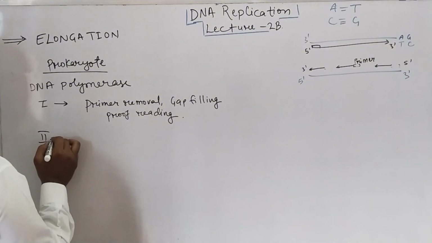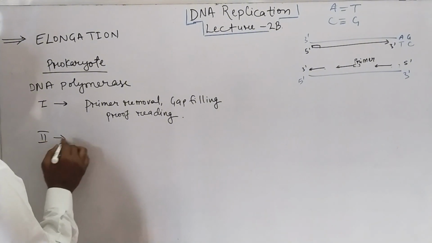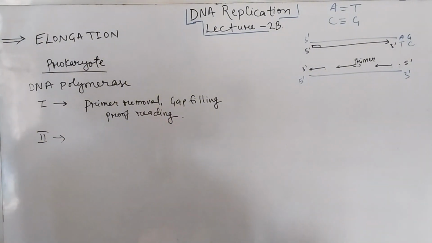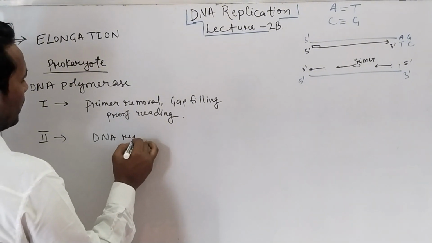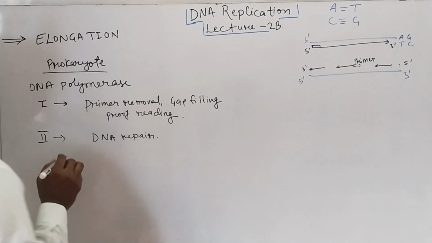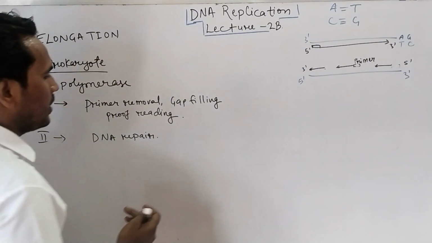Now another is DNA polymerase 2. It doesn't have very much work, but it has a very important role during DNA repair. So it will help in the DNA repair. Whenever DNA repair comes up, you have to think about what it will repair. It will repair damaged DNA. Damaged DNA means there will be unwanted or mismatched nucleotides.